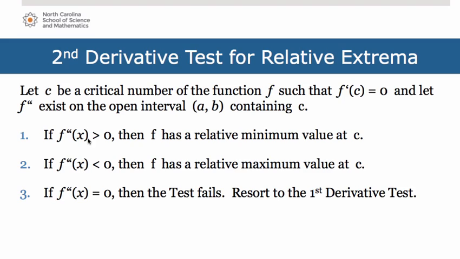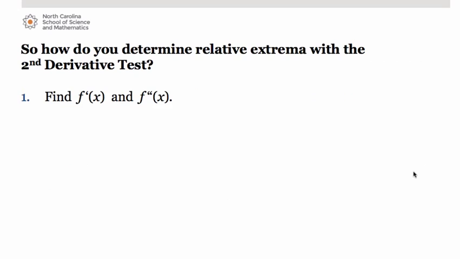So think about what this second derivative information is telling us. If the second derivative is greater than 0, remember that tells us the curve is concave up, and we get a minimum. If the second derivative is less than 0, that tells us the curve is concave down, we get a maximum.